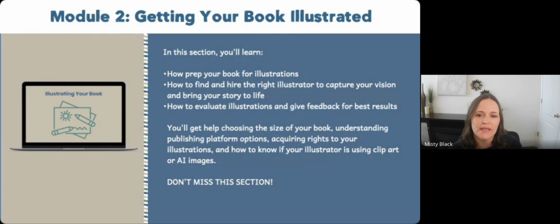And here is where you get help choosing the size of your book and understanding the publishing platform options. The reason we go over that in this section is because you need to know the size of your book so your illustrator draws the illustrations in the correct size, including margins and bleeds, and we go into that a lot. We go over how you can make sure the illustrator knows how much room to leave for text, how to acquire the rights to your illustrations, and how to know if your illustrator is using clip art or AI as opposed to original content, so you can avoid that.